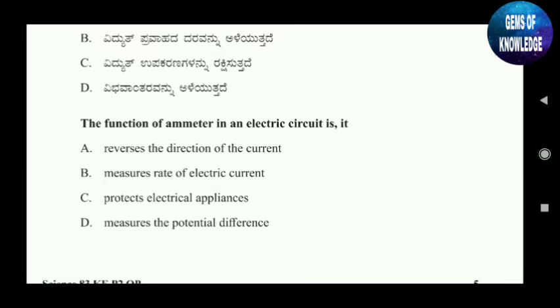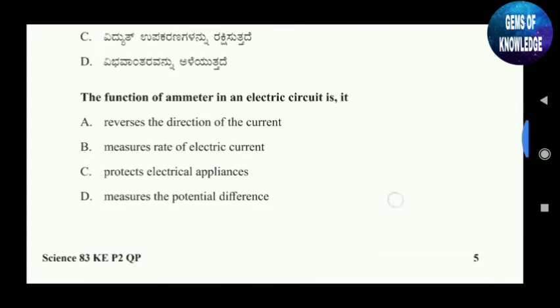Okay, so reverses the direction of current. This is the property of a commutator. And protects electrical appliances is the property of a fuse. And measures the potential difference is nothing but the voltmeter. A voltmeter will measure the potential difference, not an ammeter. So what is the function of an ammeter? It measures the rate of electric current.